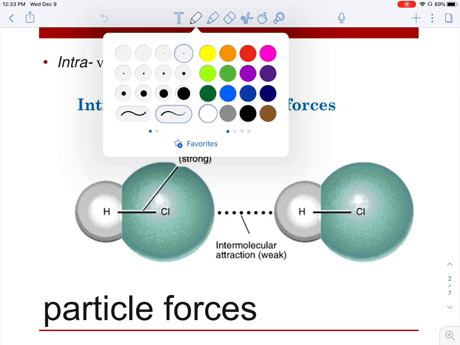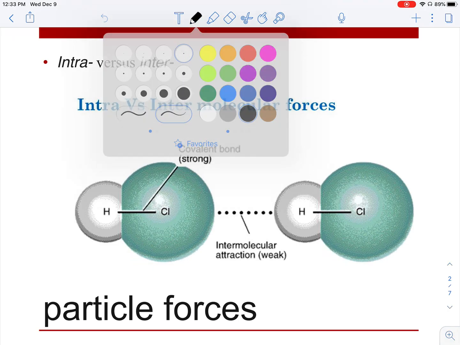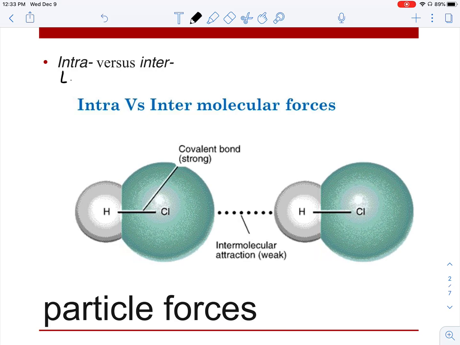So I need to set my pen color here real quick. So intra means within, and inter means between. So the internet is the network that connects one building to the next.